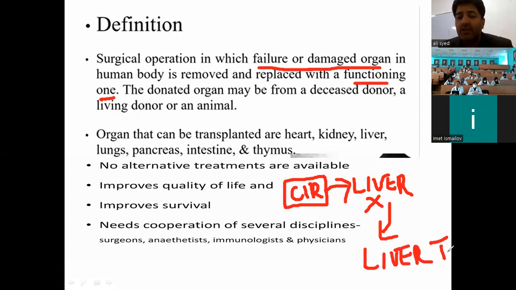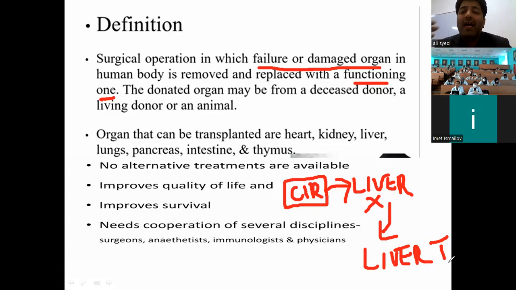Okay, so see here, the second definition for transplantation itself is this: when any part, organ, tissue or cells are damaged in the human body, you remove that damaged organ, cells or tissue, and now you replace it with a functioning organ, cells or tissue.